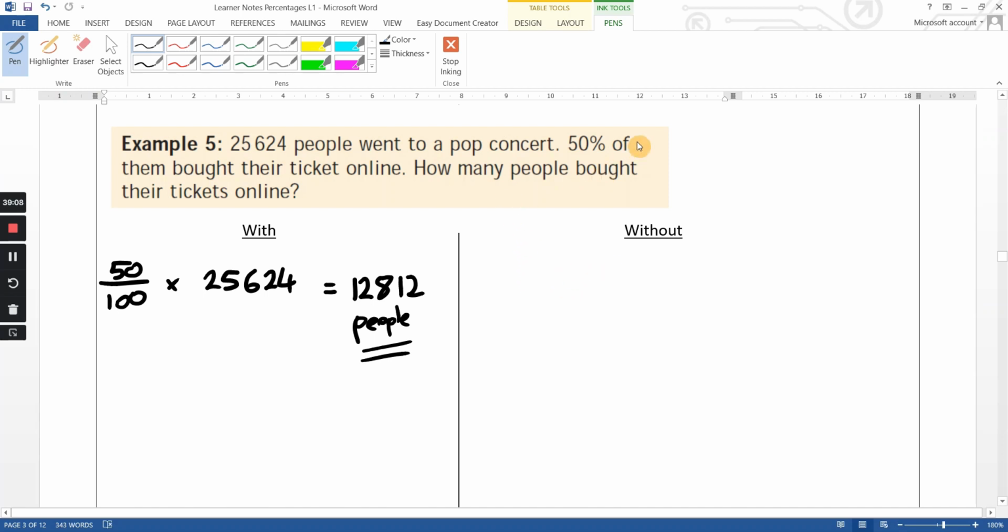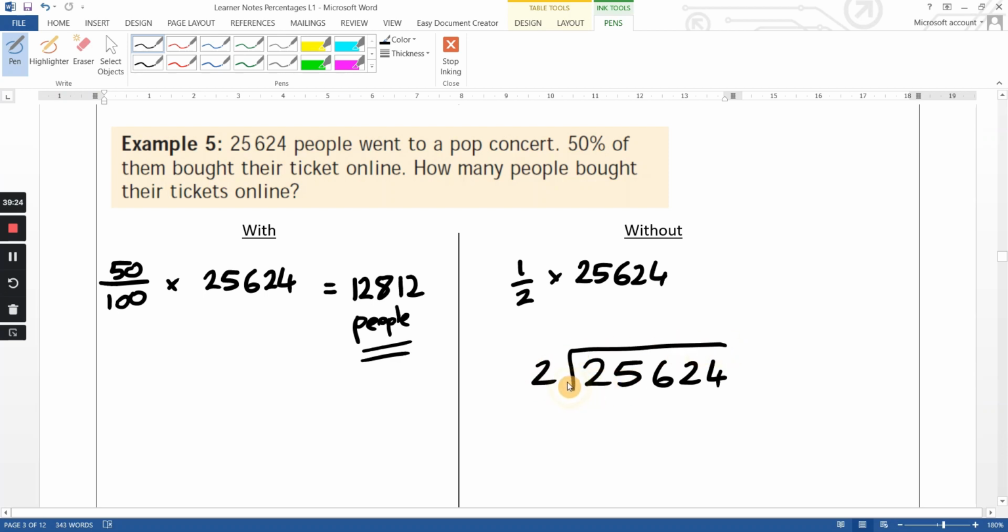Without the calculator, 50% is just a half, so a half of that. And we're going to have to use the bus stop method. So let's put that inside the bus stop, 2 on the outside. 2 into 2 is once, 2 into 5 is twice, remainder 1. 2 into 16 is exactly 8. 2 into 2 is once, and 2 into 4 is twice. So your answer is there, 12,812 people.